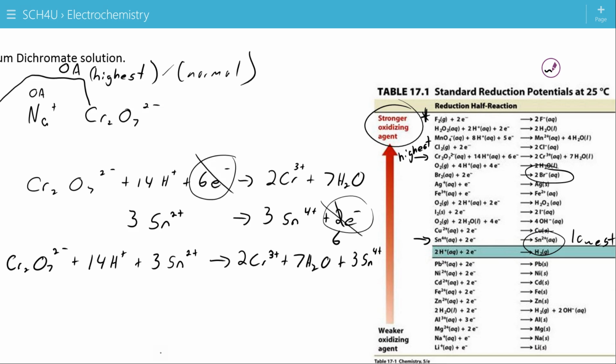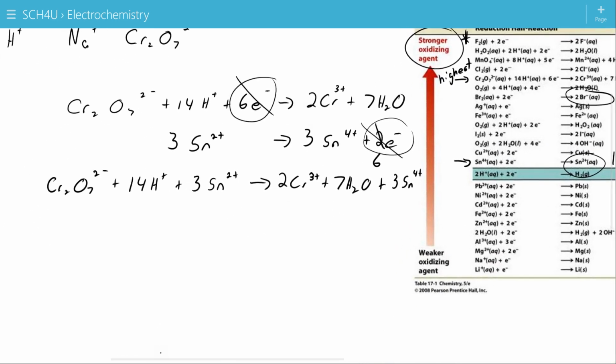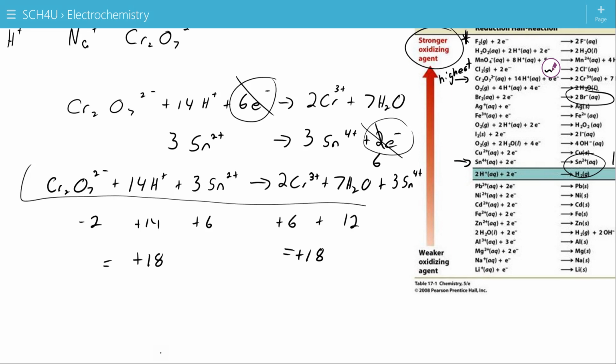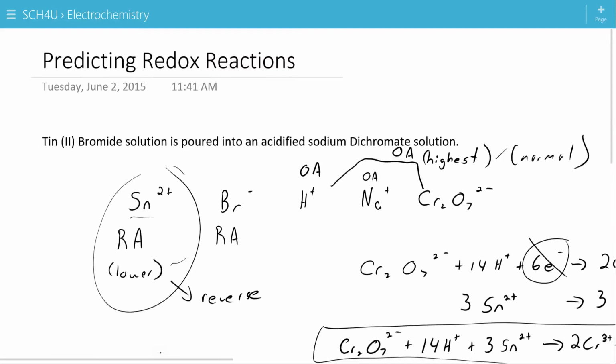Now a nice check for this is to make sure that the charge is conserved on either side of the equation. So I have a plus 6 here, a plus 14 here, and a minus 2. That'll get me a total of plus 18 on this side. On the other side, plus 6 and plus 12 totals to 18. And if my charges agree, chances are I have balanced my equation correctly and I'm done. So that is the resulting reduction-oxidation reaction that would occur if we mixed all of this stuff.